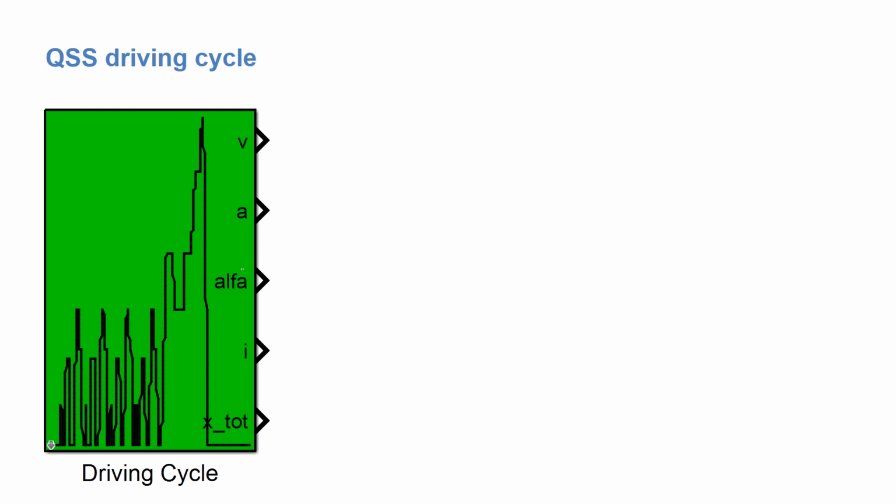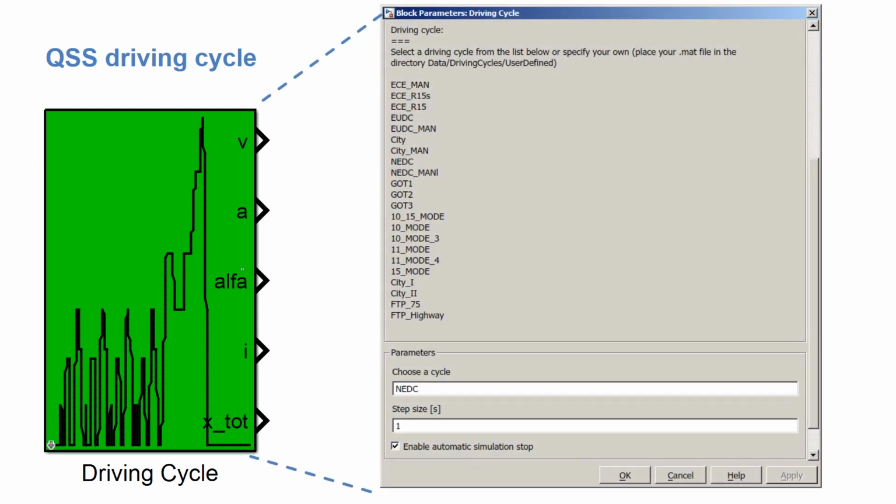In this driving cycle model, we also output the driven distance from the start of the cycle, x tot, which is simply the integral of the speed values. This distance value is used, for example, when calculating the fuel consumption per 100 km at the end of the driving cycle. In the parameter dialog window, it is possible to select from a number of different driving cycles. The step size can also be changed, but keep it at 1 second in your simulations.